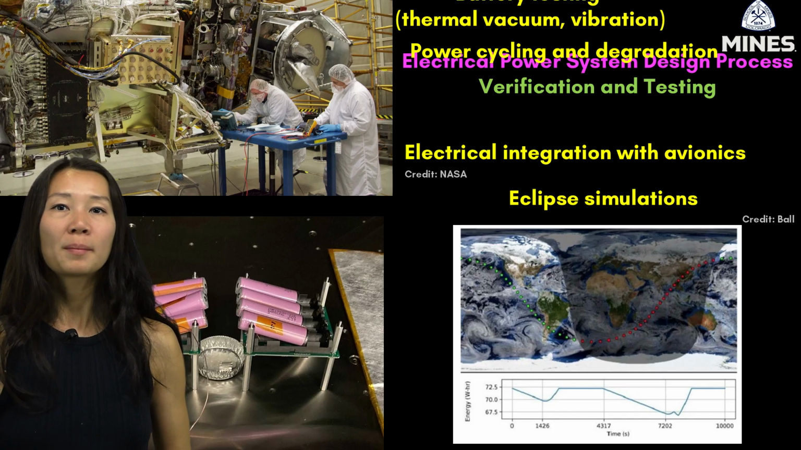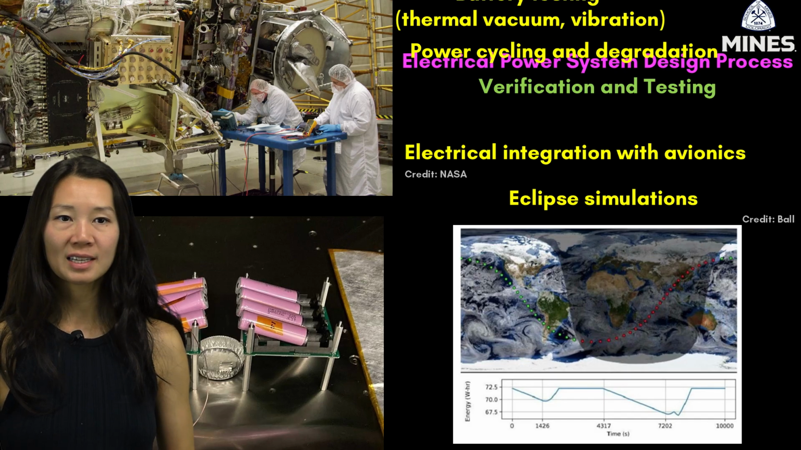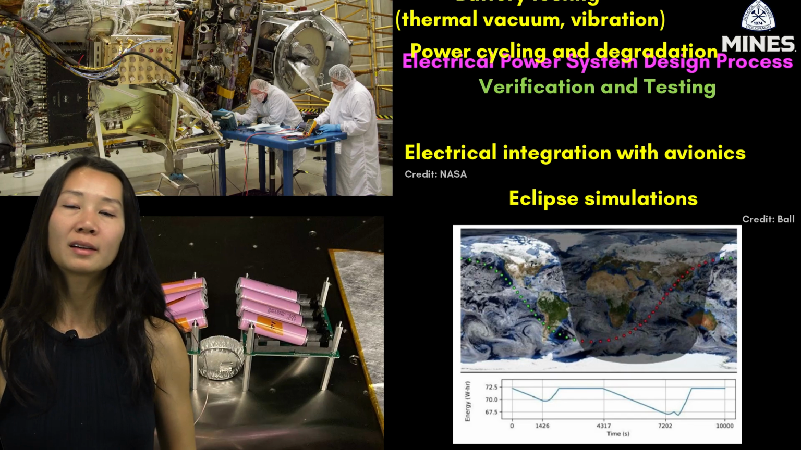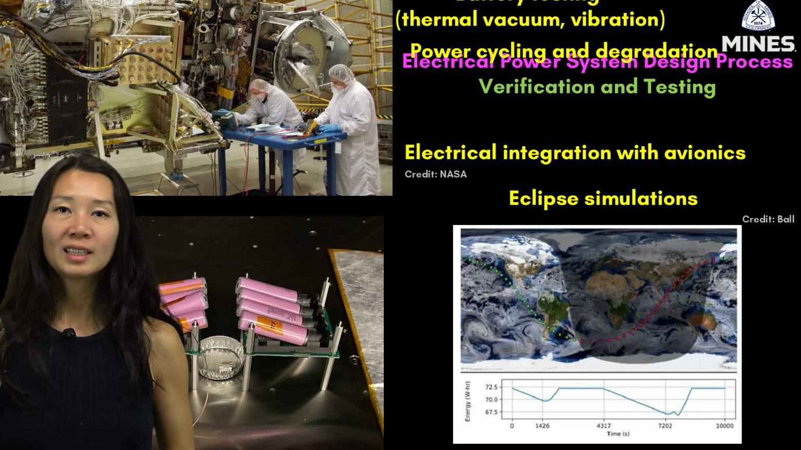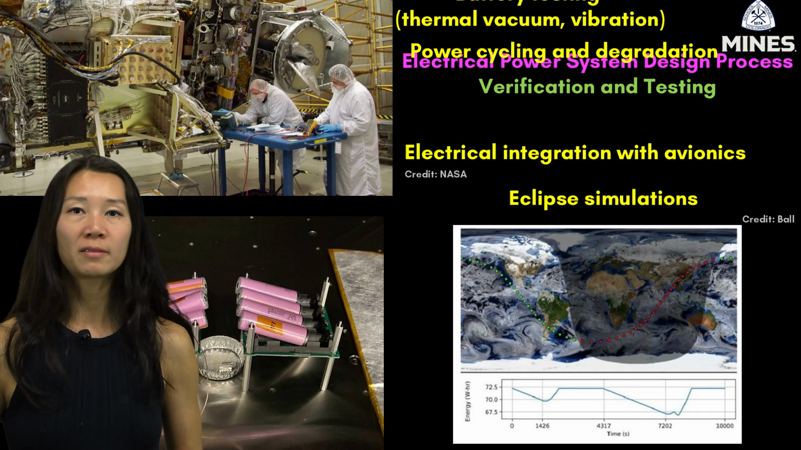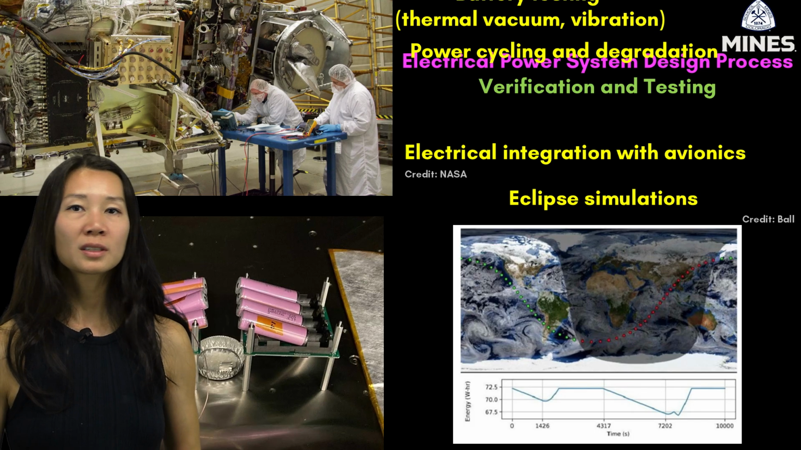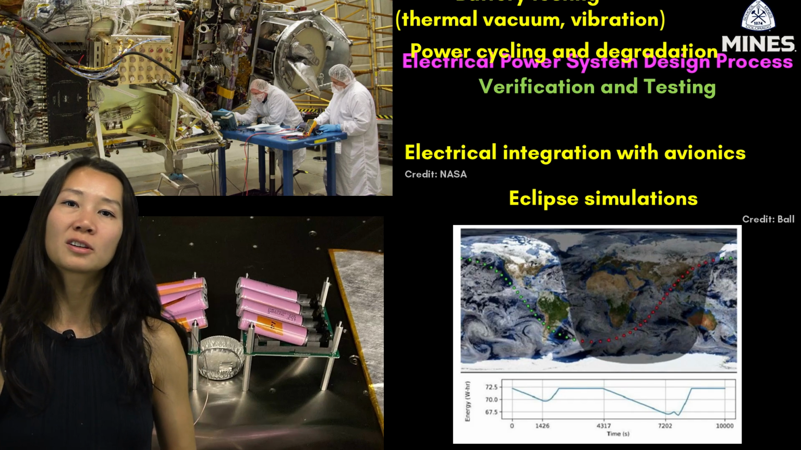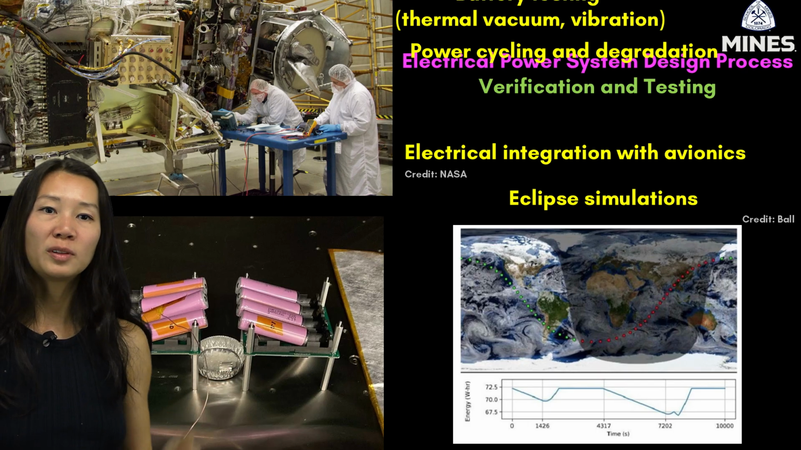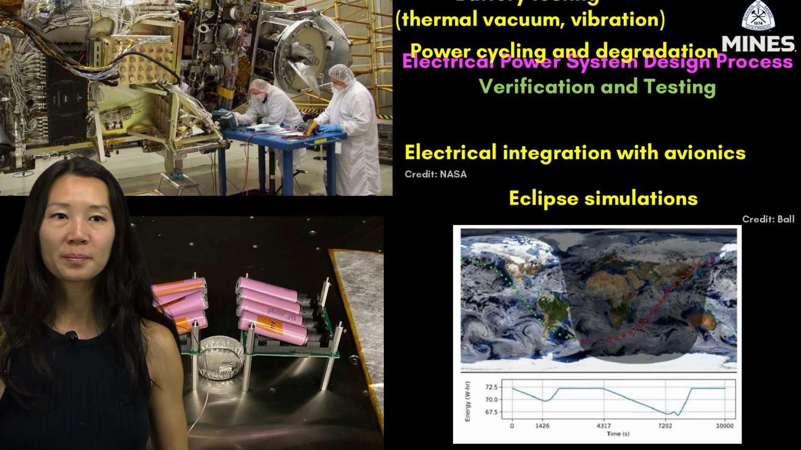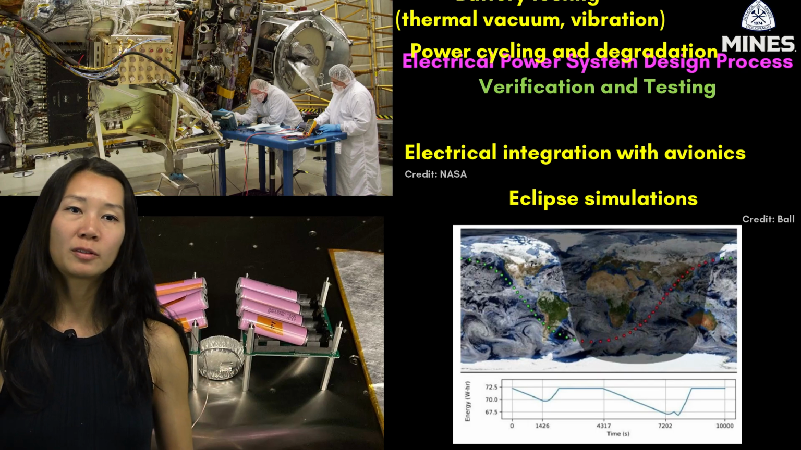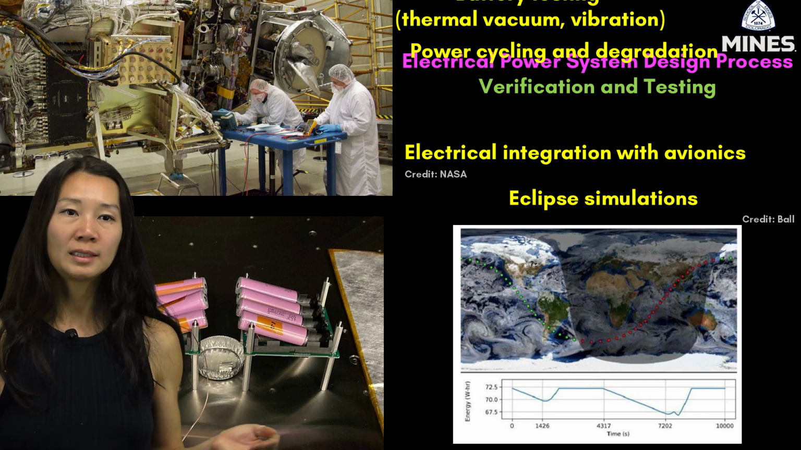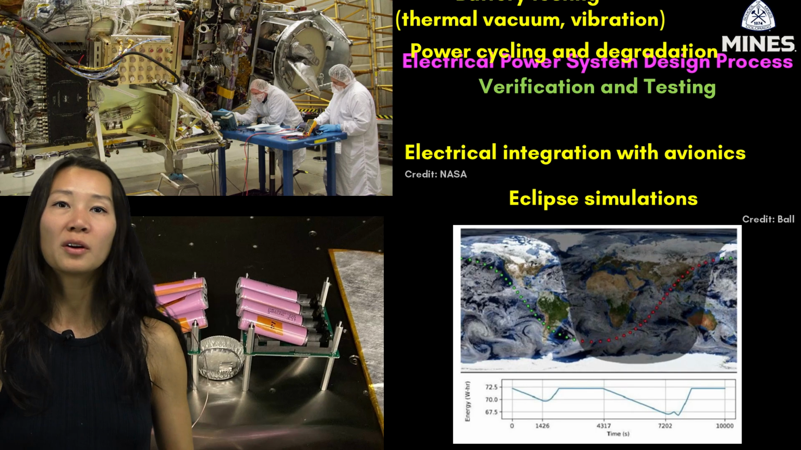The final step in power system design is verification and testing. At the top left, we see engineers at NASA Goddard performing electrical integration testing, checking that the EPS interfaces correctly with avionics. This includes continuity checks, voltage verification, and watching system behavior during startup. Below that, we have an example of battery testing in a thermal vacuum chamber. Batteries must be qualified for temperature extremes and vibration. We also run power cycling tests to simulate degradation over mission life.